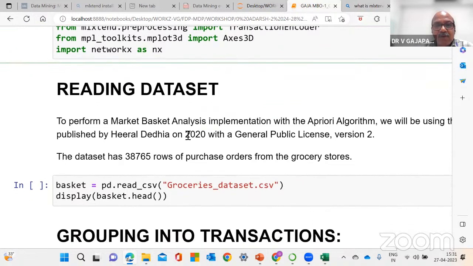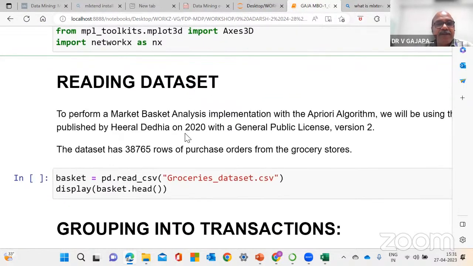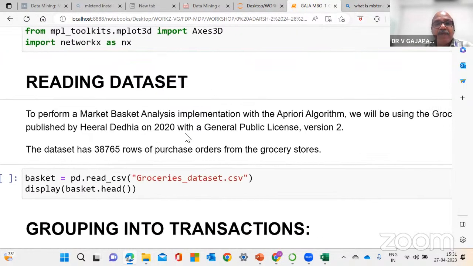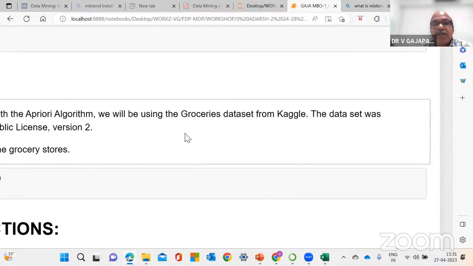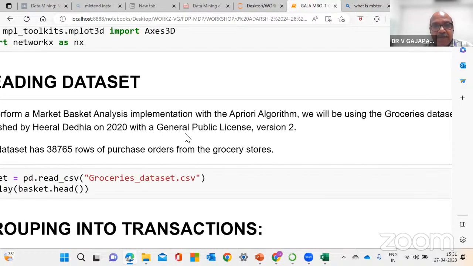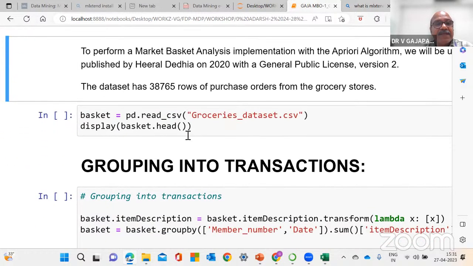When we execute and get the results, it will be very interesting to perform a market basket analysis implementation with the Apriori algorithm. We'll be using the groceries data set from Kaggle. We have already seen it. Now, I'm giving the name basket.